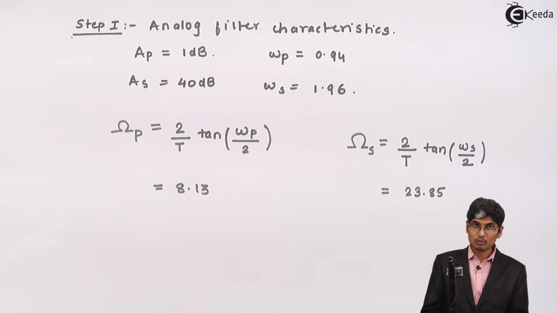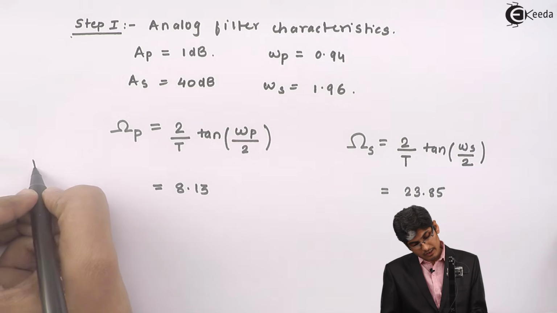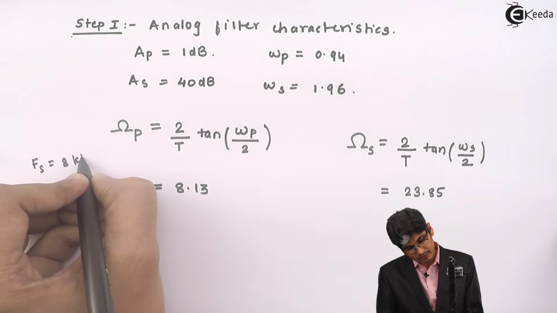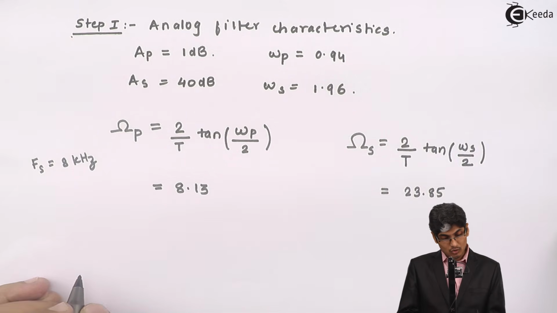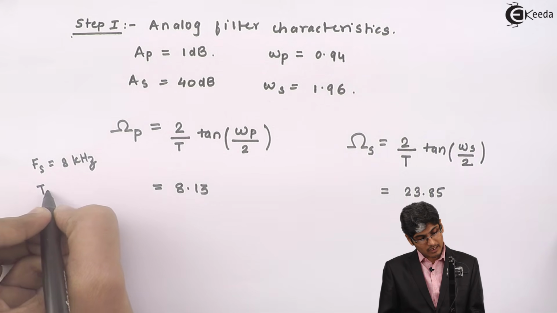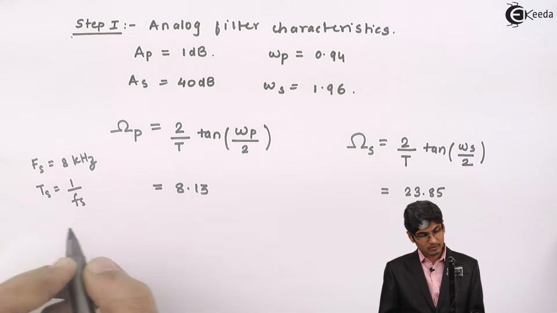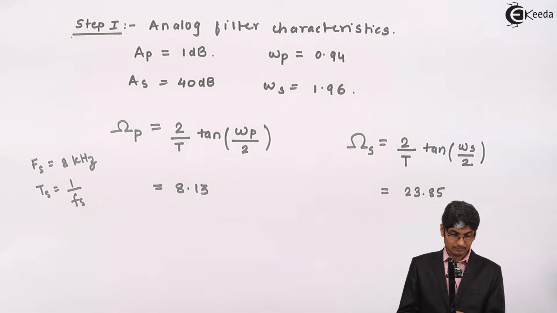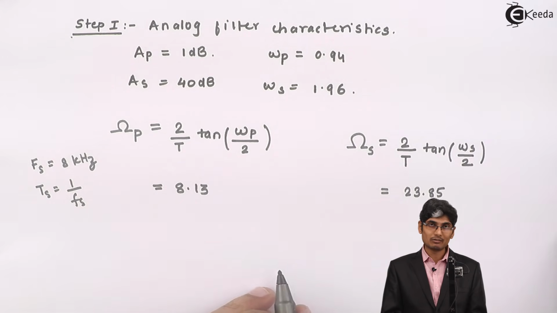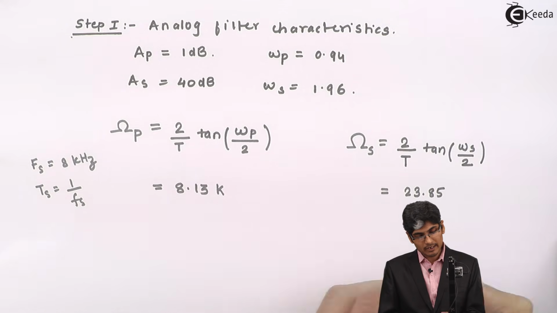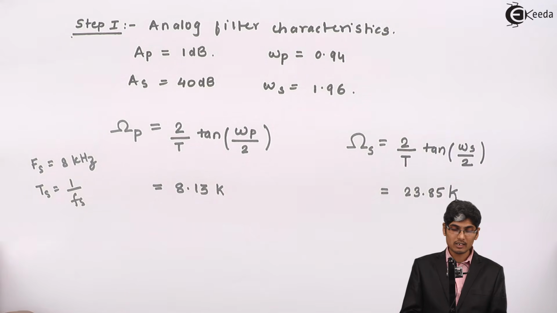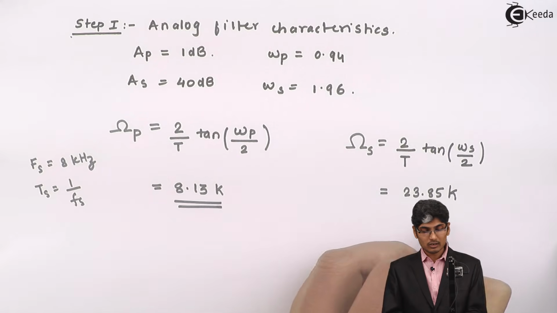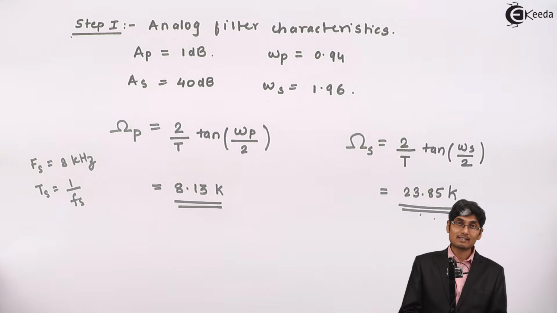Here you don't assume T to be 1. Why? Because the sampling frequency, or sample rate, is given as 8 kilohertz. So if you use that, then Ts will be equal to 1 upon Fs, which is T, that will be 1 upon 8 kilohertz. If you put 1 upon, it will go up, it will become 16 kilohertz. So you will get kilo radians per second with this K into consideration. Those are the two values of omega P and omega S.